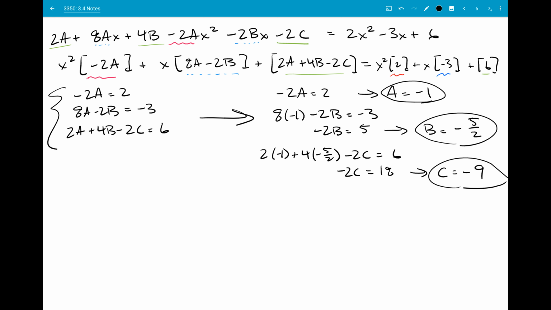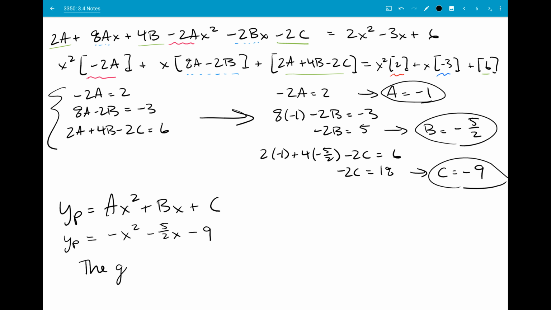That's a third thing. So now I had originally said y sub p was equal to ax squared plus bx plus c. Now I know that what that actually is, y is equal to minus x squared minus 5 over 2 x minus 9, by just plugging in my a, b, and c. And so the general solution just puts this together with our fundamental solutions that we started with. So we want y equal to c1 y1 plus c2 y2 plus y sub p.